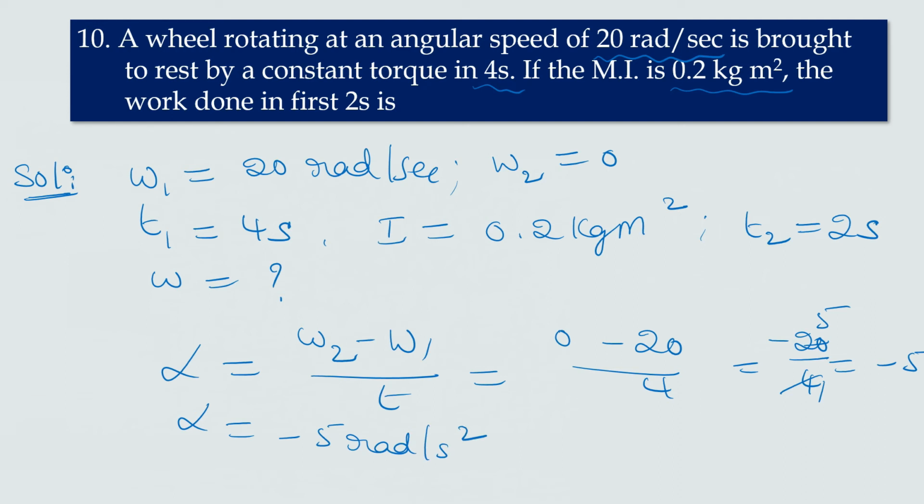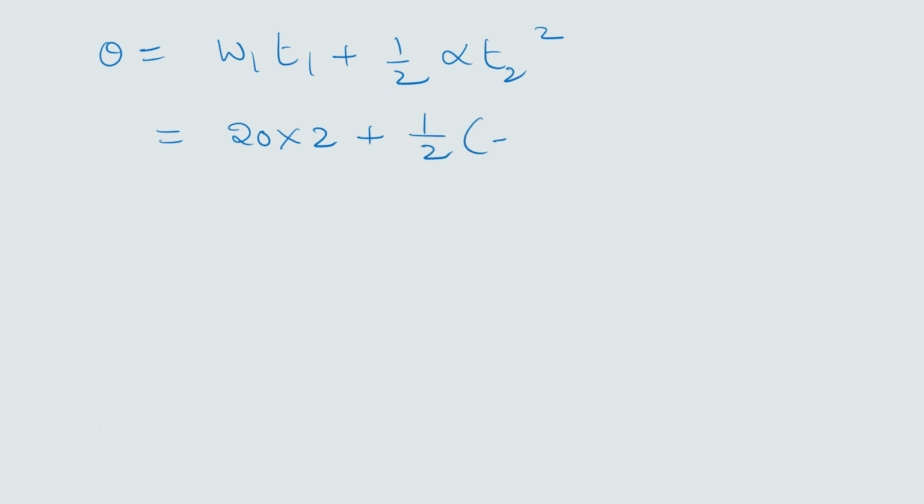Now theta is equal to omega 1 t1 plus half alpha t2 square, that is equal to 20 into 2 plus, substituting the values, half into minus 5 into 2 square. So that is equal to 40 minus 10, that is equal to 30 radians. Therefore theta is equal to 30 radians.